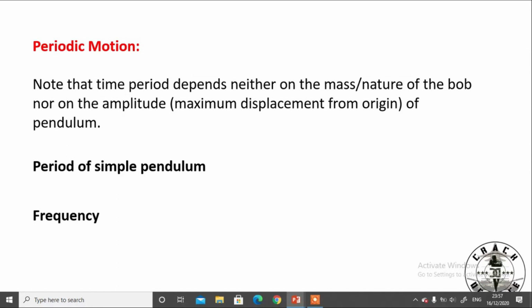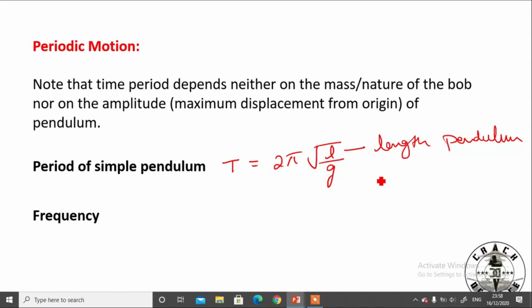Now, an important point to note here is that the time period depends neither on the mass or nature of the bob used, nor on the amplitude of the pendulum. So now, coming to the period of a simple pendulum, how do we calculate that? You have T equal to 2π under root L by g, where L is the length of the pendulum and g is the acceleration due to gravity.